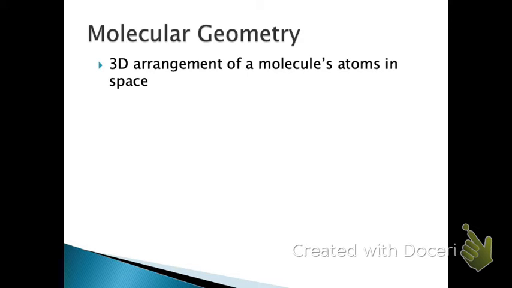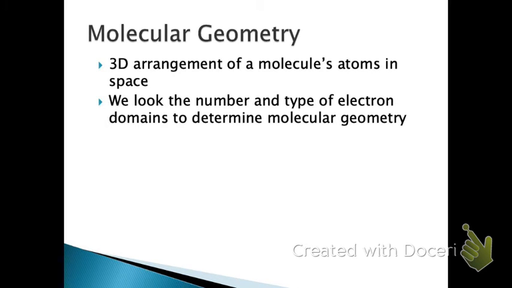Everything we've done so far has been two-dimensional, right? It's just lying flat on a paper. What we're going to start looking at now is how we can imagine that molecule in 3 dimensions. We're going to bring it to life and see how it's going to rotate, how it's going to form, what shapes it's actually going to take on, okay? So that's the goal. In order to do that, we look at the number and type of what's called an electron domain to determine the molecular geometry, okay?